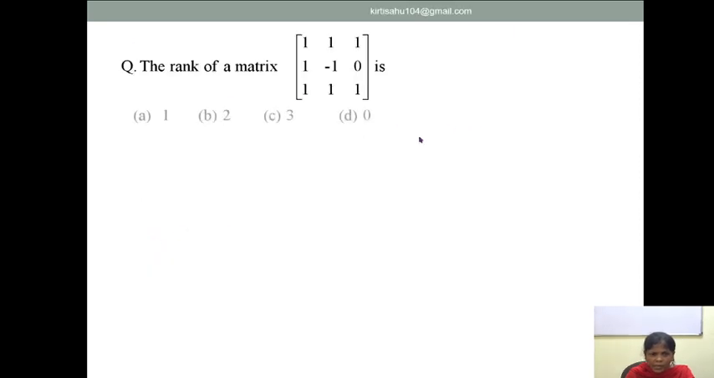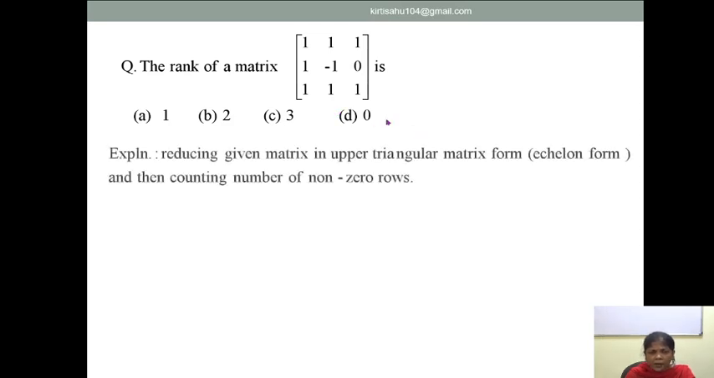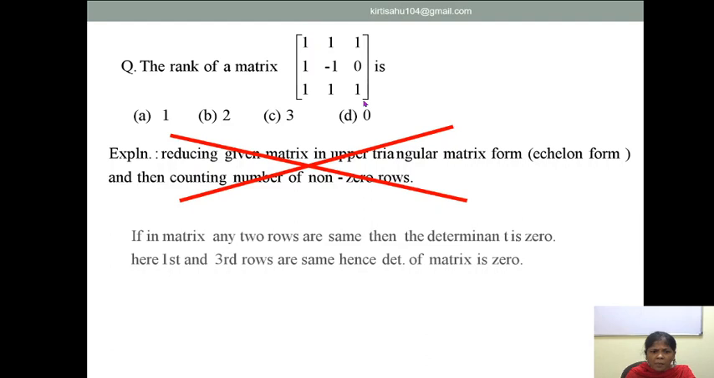Now let us have the next important example, that is, the rank of a matrix. These are the four choices given. Now how many methods are there to find the rank? There are two methods. One is reducing the given matrix to upper triangular form and then counting the number of non-zero rows. I will not recommend this, because this is a special type of matrix. If you look, you will find that the first and third rows are the same, and we use the concept of minors, that is, determinants of various orders.